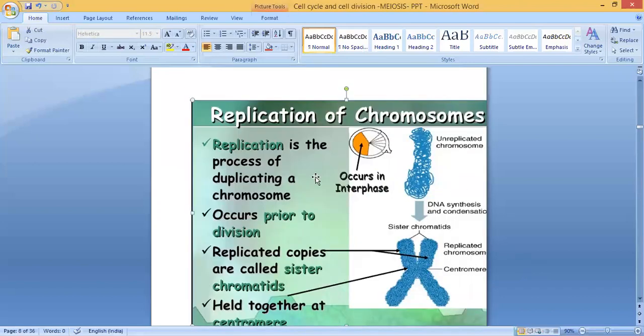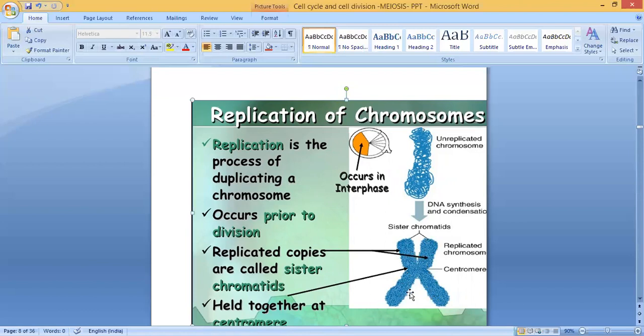Then replication of chromosomes. Replication is the process of duplicating a chromosome. Replication means duplicating the chromosomes, and it occurs prior to division. So before the division, the duplication or replication of the chromosomes takes place. Replicated copies are called sister chromatids. Before it was one, then replication is over, and now you can see the two.